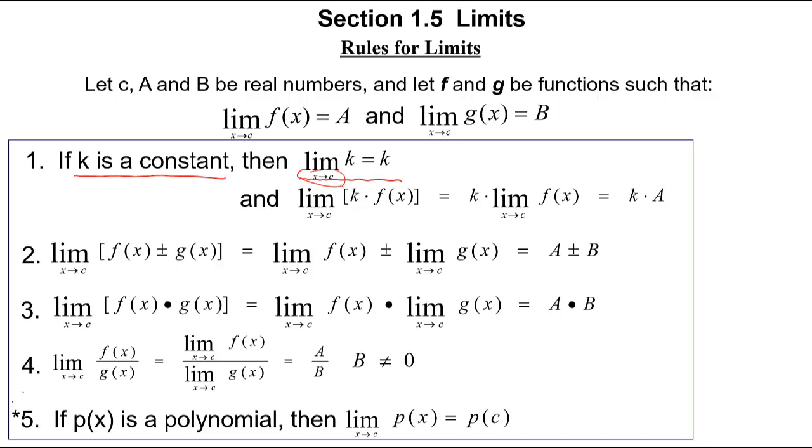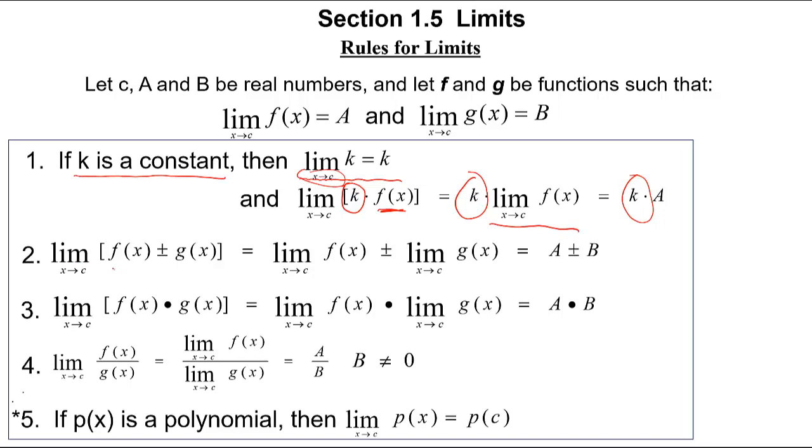A derived rule from that: if you have the limit of a number multiplied by a function, all you have to do is deal with the limit of that function and just multiply it by the number. So if you want to take the limit of x as x approaches 7, and somebody else gave you the limit of 3x as x approaches 7, you could still just do the limit of x as x approaches 7 and multiply it by 3. In other words, a constant factor can be factored outside of a limit.